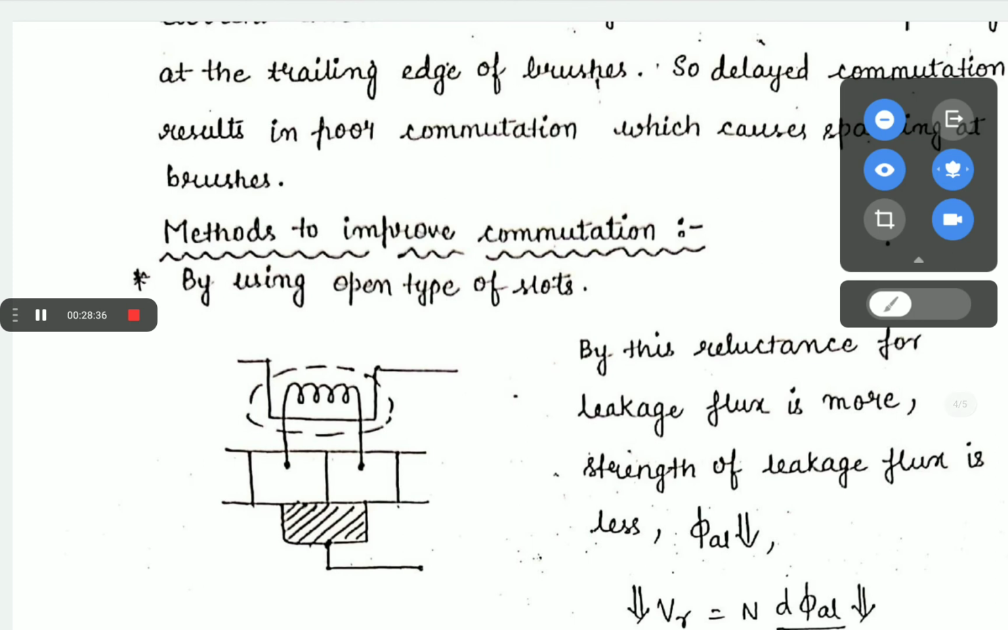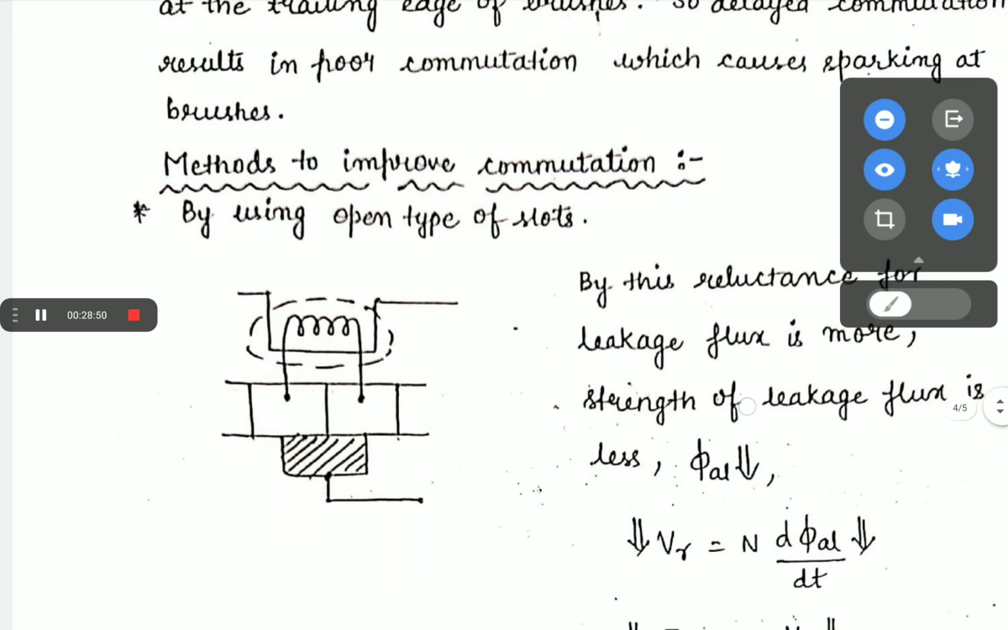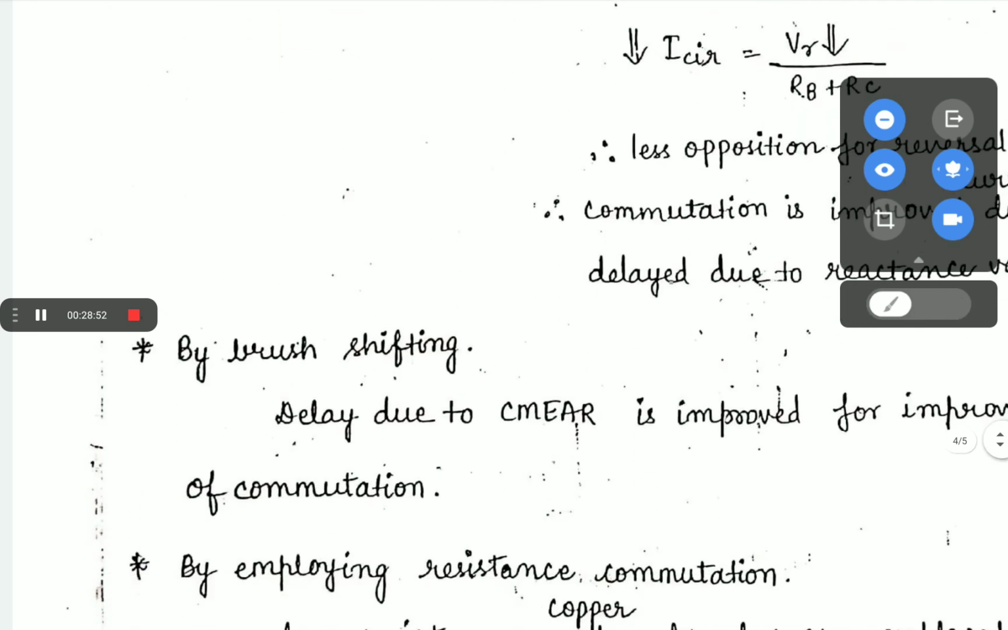Now, methods to improve commutation. There are some methods to improve commutation, that is by using open type of slots we can reduce leakage flux. So when leakage flux is reduced, we can improve commutation. And another method is by using brush shifting. The delay due to CMR is improved for improper commutation. If brush shifting is corrected a little and the delay is reduced, then we can avoid that sparking.